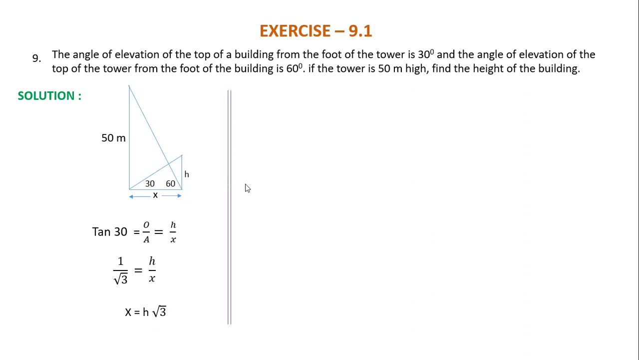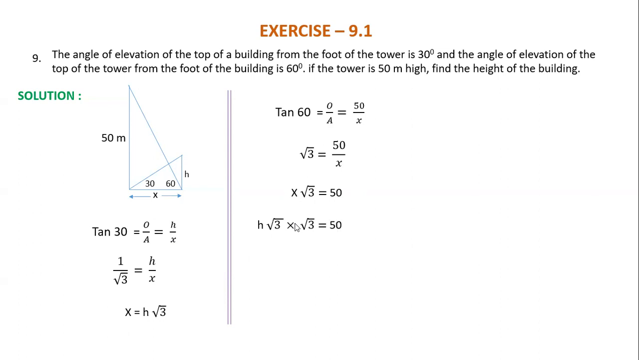Now let us take tan 60. Tan 60 is equal to 50 upon x. Tan 60 is what? Root 3 is equal to 50 upon x. Take x this side: x root 3 is equal to 50. But what is x? x is equal to h root 3.